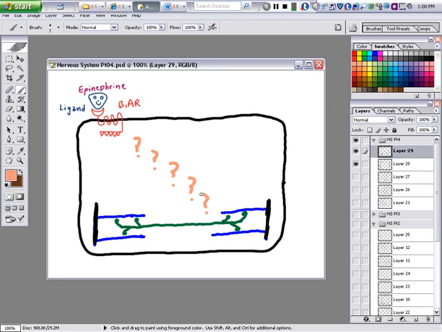Make sense? Any questions? Any questions about this biochemical pathway? Question? Okay, we're going to go over that now. So I'm going to stop this here.